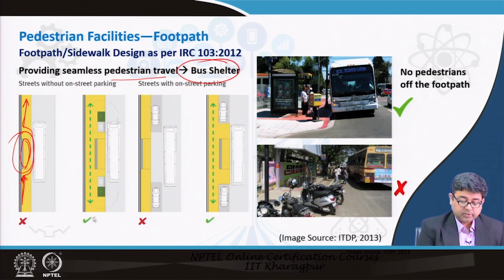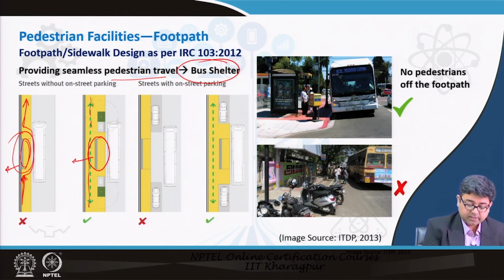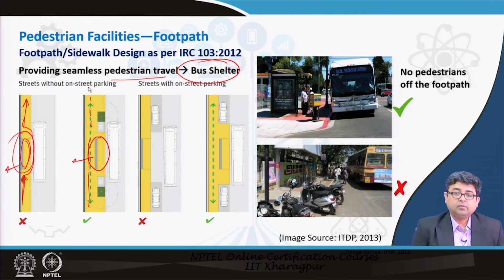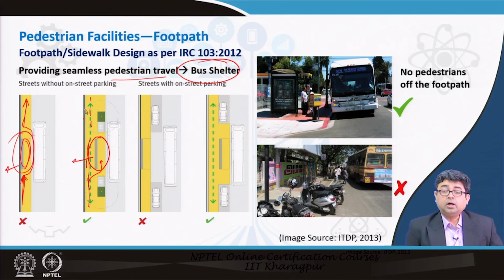So, what has to be done is, the bus stop is already available, but the footpath has to be extended towards the left. Now, this provides a clear walking path for the pedestrians who do not want to access the bus stop, and people who want to access the bus stop can now easily go here and allow a clear path. So, that is how seamless pedestrian travel should be ensured near bus shelters.